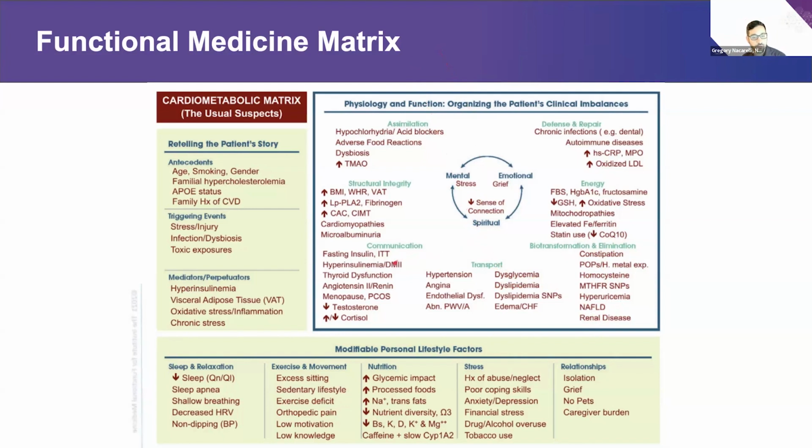For communication, looking at the endocrine system, how's their thyroid? How's their pancreas functioning? For structural integrity, do they have an elevated BMI? Do they have arterial inflammation? Do they have elevated coagulation markers such as fibrinogen? So you could look at all these in terms of the functional medicine matrix, writing these down in terms of what's applicable to your patient.